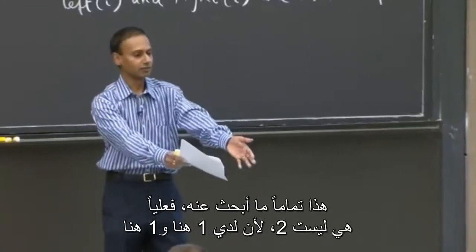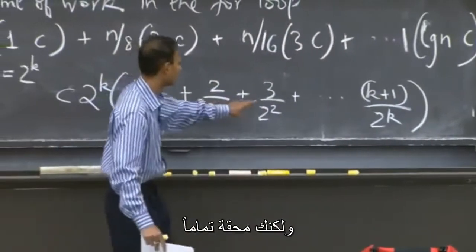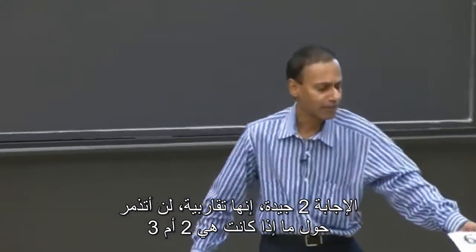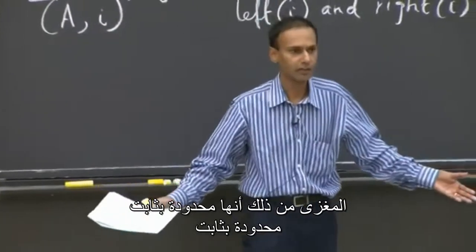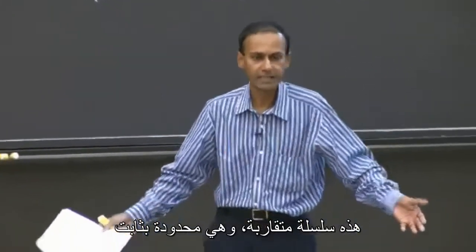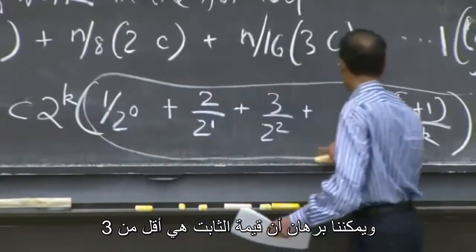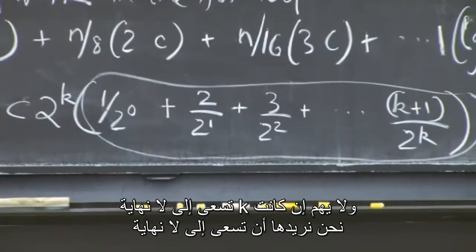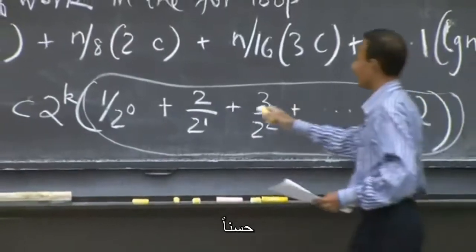That's exactly what I was looking for. It's not quite 2 because you have a 1 here and a 1 here, but you're exactly right. 2 is good. This is asymptotics, I'm not going to complain about 2 versus 3. The point is, this is bounded by a constant. This is a convergent series, and we can argue about what that constant is. It's less than 3, and it doesn't matter even if k goes to infinity. Whether k is small or large, this is bounded by a constant.